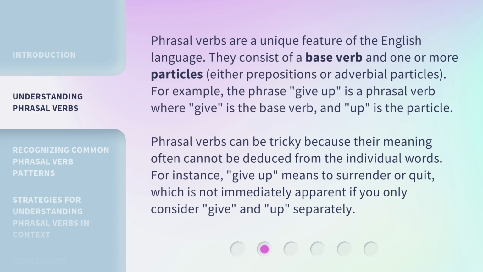Phrasal verbs are a unique feature of the English language. They consist of a base verb and one or more particles, either prepositions or adverbial particles. For example, the phrase "give up" is a phrasal verb where "give" is the base verb, and "up" is the particle. Phrasal verbs can be tricky because their meaning often cannot be deduced from the individual words. For instance, "give up" means to surrender or quit, which is not immediately apparent if you only consider "give" and "up" separately.